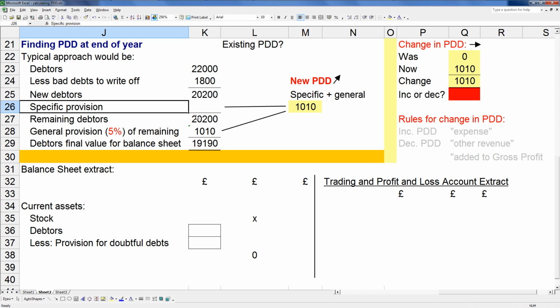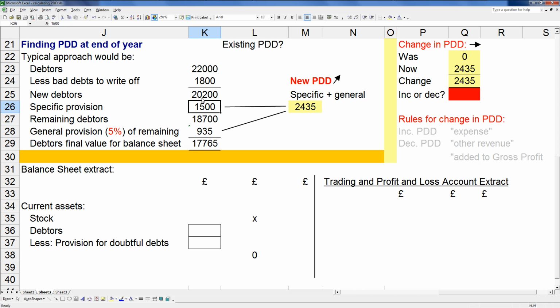So if we are pinpointing, which is what specific provision does, it pinpoints specific debtors, certain debtors, and certain amounts of money from those debtors. So it doesn't necessarily have to be the whole amount from a debtor. It can be certain parts of what a debtor owes the business. This is taken into consideration next. So let's say we've got £1,500. The specific provision is taken away from new debtors to get remaining debtors.